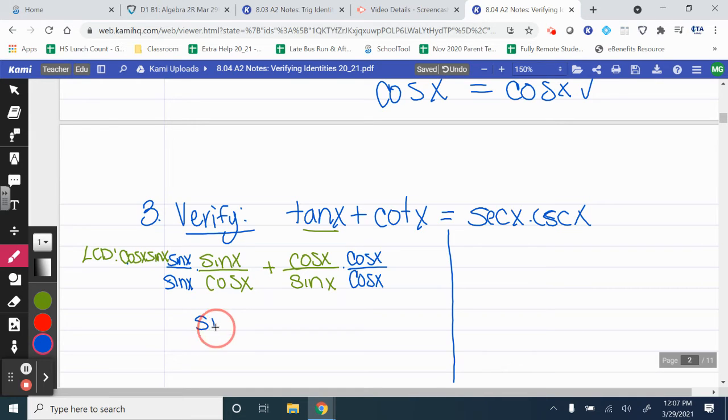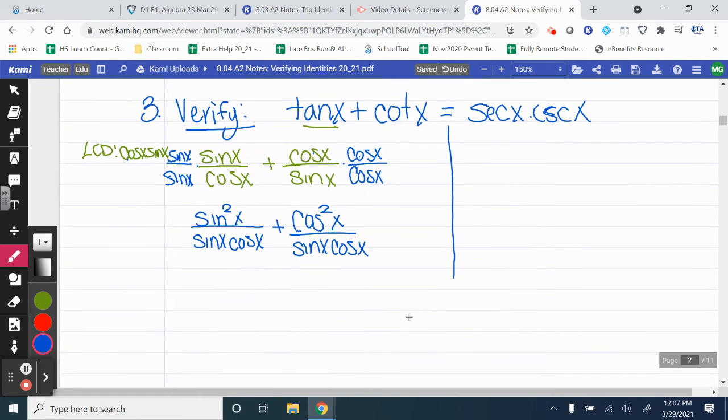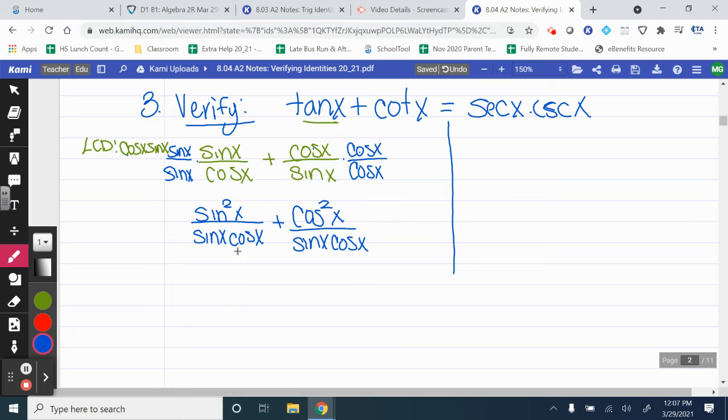So I have sine times sine gives me sine squared x over sine x times cosine x, plus cosine times cosine gives me cosine squared x over sine x times cosine x. Now I have a common denominator. They both have a denominator of sine x cosine x, so I can combine them into one fraction. So I'm going to add my numerators, sine squared x plus cosine squared x, and keep my denominator of sine x cosine x. Oh, I love when I see that sine squared plus cosine squared, because I know that's my Pythagorean identity, and it's equal to 1.